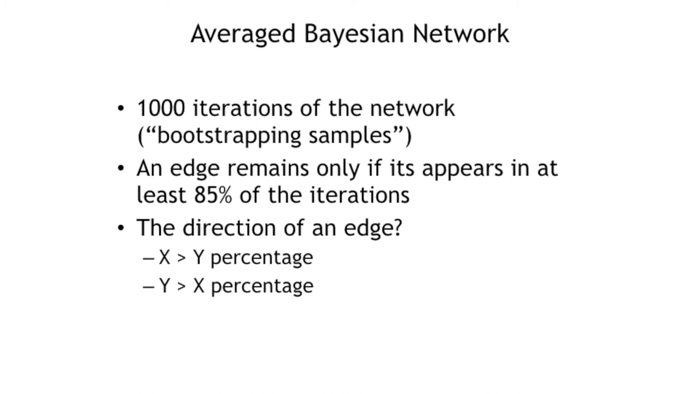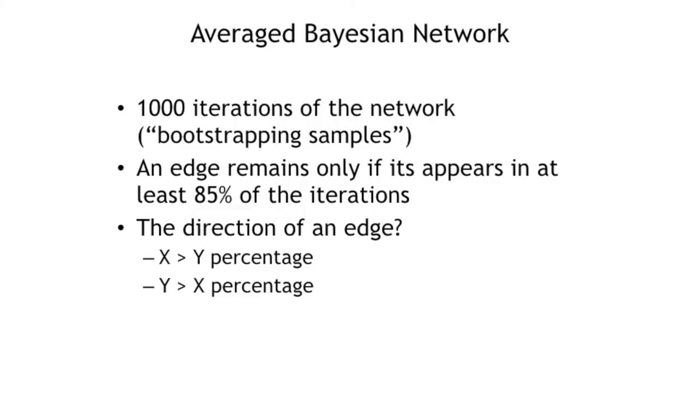What will we do? We run this repeated times, right? So we do 1,000 iterations of the network bootstrapping samples, and then the final graph, the final network, the final DAG, the final directed acyclic graph, shows what edges remain in the network, but an edge has got to appear in at least 85% of the iterations, so the same edge keeps popping up. Then the model will say, okay, that one's probably for real, and retains it.